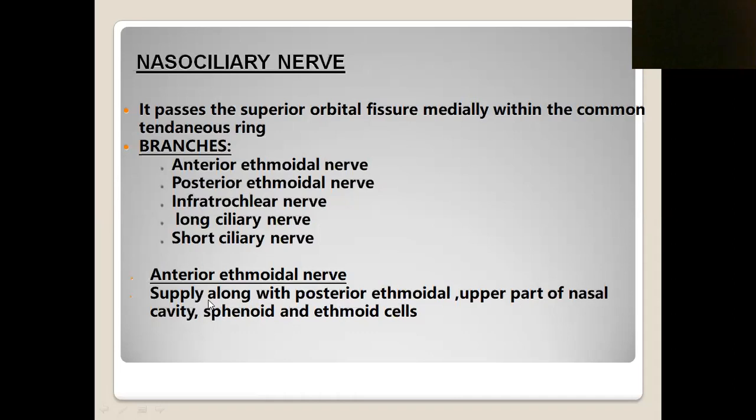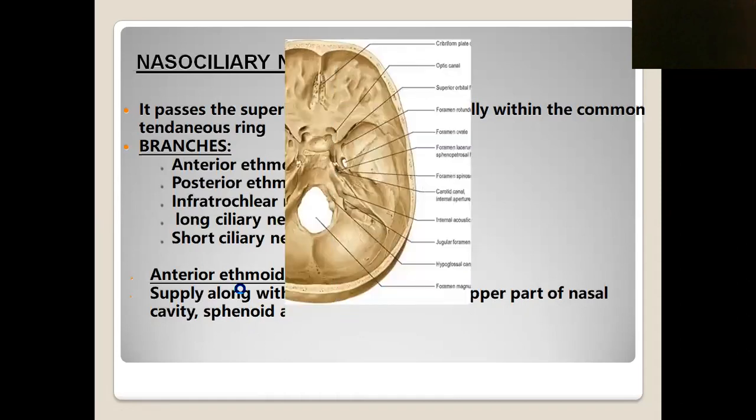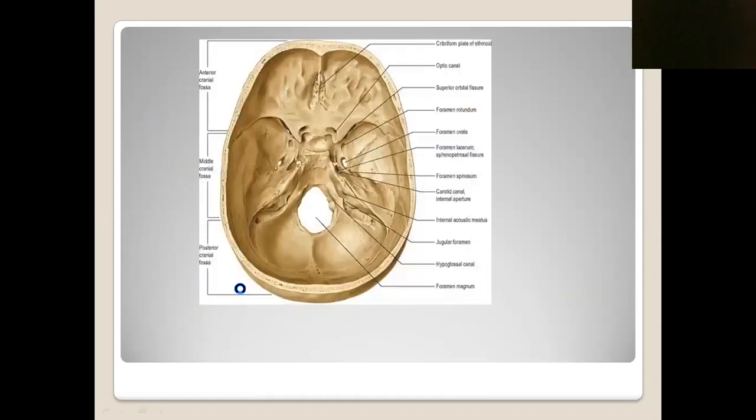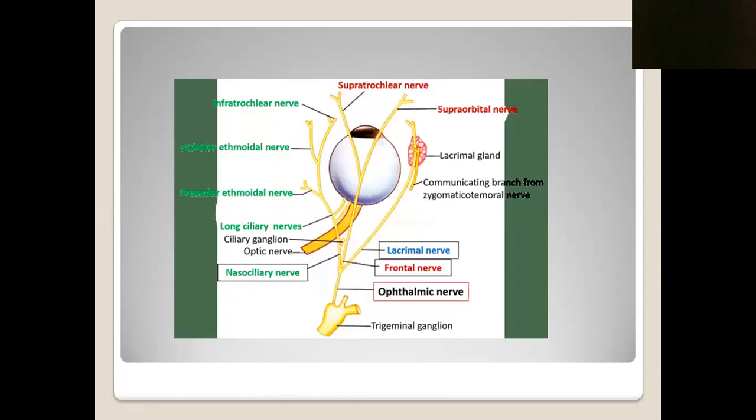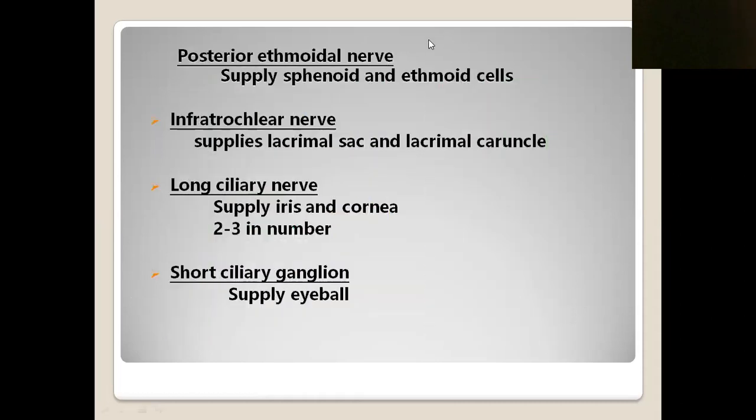Anterior ethmoidal nerve supplies the upper part of the nasal cavity, then the sphenoidal and ethmoidal air sinuses. It supplies not only the nasal cavity but also some air sinuses. What are they? Sphenoidal and ethmoidal. Like that, the posterior also supplies the nasal cavity, then the sphenoidal and ethmoidal air sinuses.